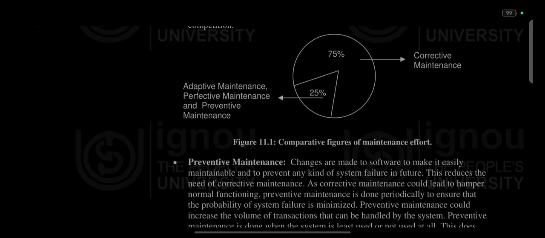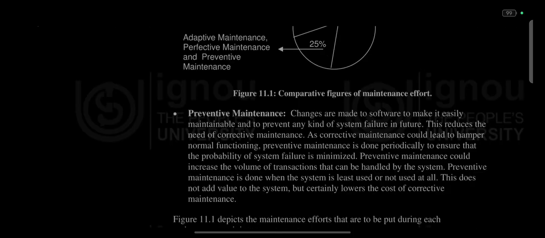And what is preventive maintenance? Changes are made to software to make it easily maintainable and to prevent any kind of system failure in future. This reduces the need of corrective maintenance, as corrective maintenance could hamper normal functioning. Preventive maintenance is done periodically to ensure that the probability of system failure is minimized.